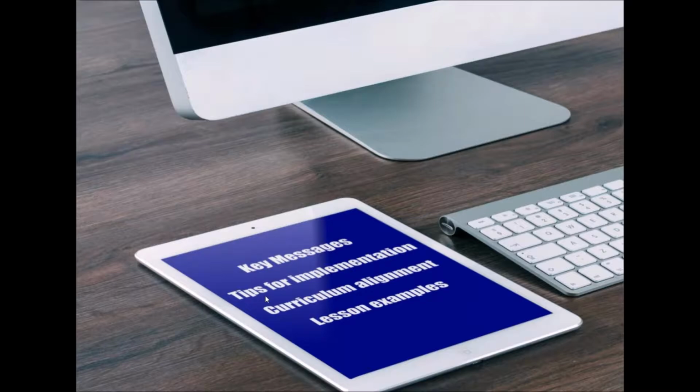As Martin mentioned, I'm going to be spending a little bit of time giving you some of the key messages that surround this curriculum, some tips for implementation. Then we're going to look at how you can actually align this curriculum with what you are already doing, and giving you some practical lesson examples using the Digital Technologies Hub as a resource to support you.